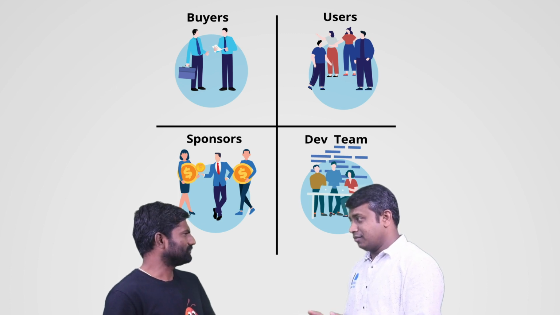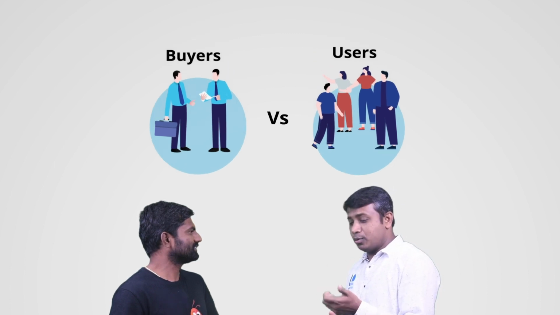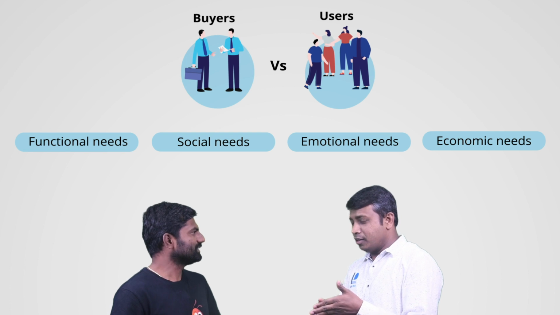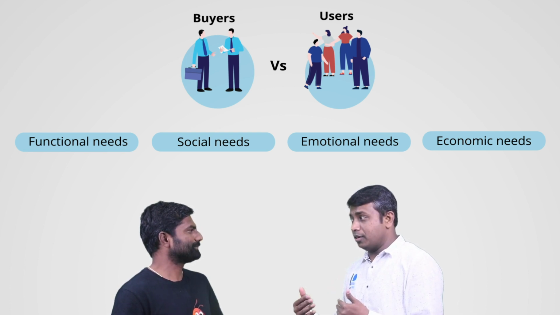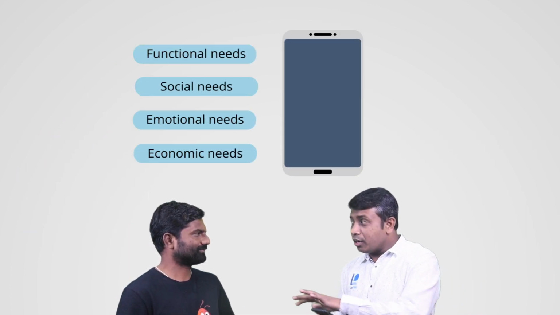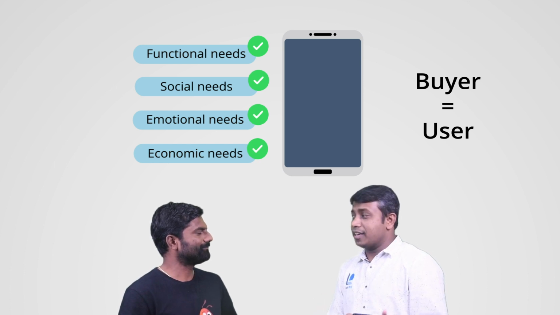Now, what's the difference between users and the buyers? You remember we talked about the functional, social, emotional, and economic needs. If you're purchasing a product for yourself, you are the buyer and you are the user, like a cell phone. So you care for all those needs. But if you're buying something for someone else, like have you purchased something for your son Dhruva? Yeah, I've purchased.